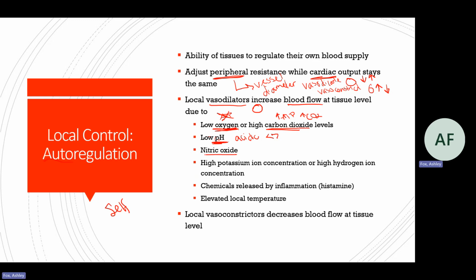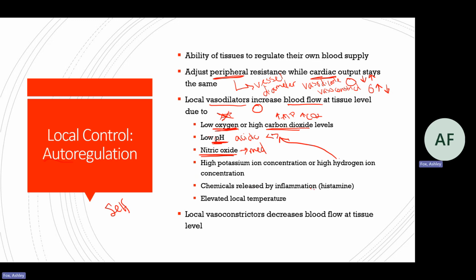Nitric oxide is an actual compound that will cause vasodilation. So it's actually used for vasodilation. That's why it's also a med given automatically for heart attacks to vasodilate and increase blood flow. High potassium ion concentration. It can actually cause a need for increased blood flow because there's too much potassium around, or hydrogen ion concentration, which goes to the low pH.